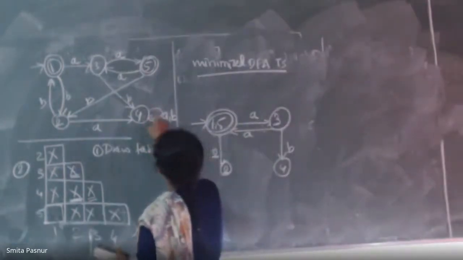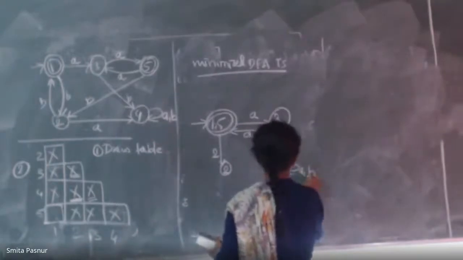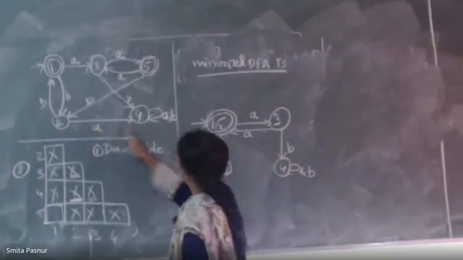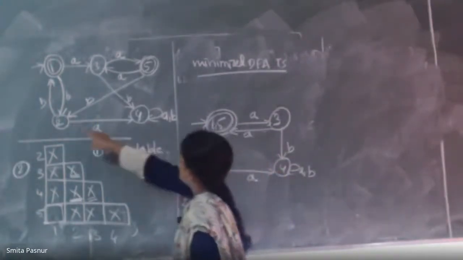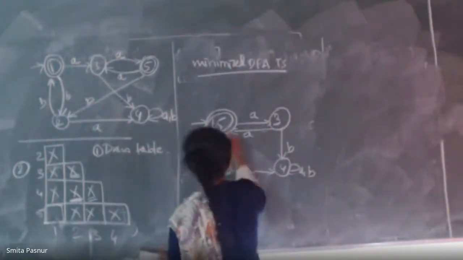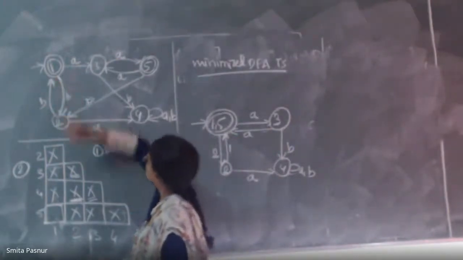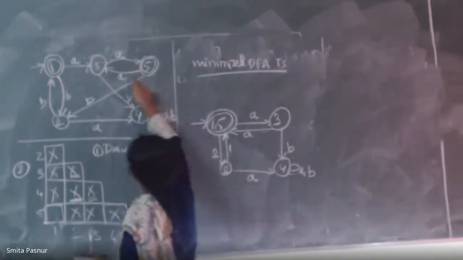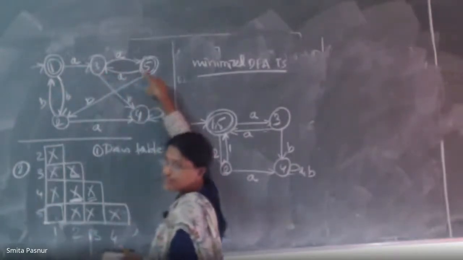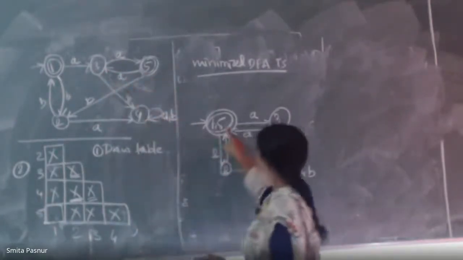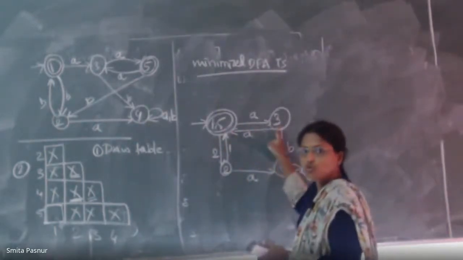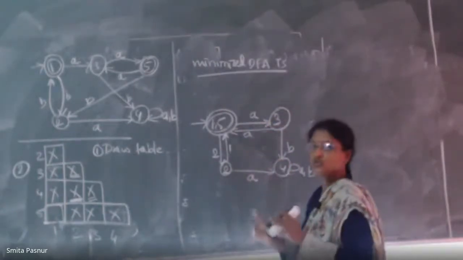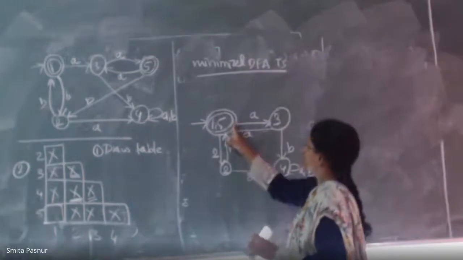From 4, A comma B are going to 4 only. There is no change. From 2, A is going to 4, and B is going to 1. Okay. And from state 5 now, A is going to 3. So state 5 is here and 3 is here. So A should go from 5 to 3. We have already drawn this, so there is no need to show it again.